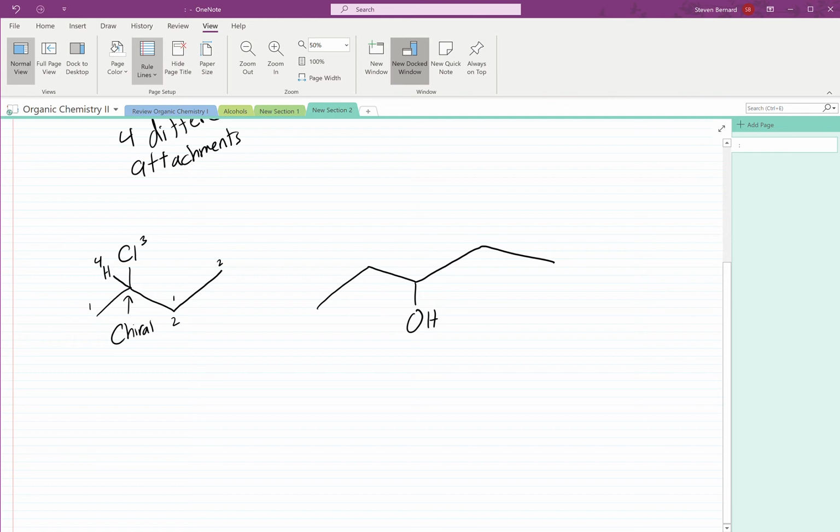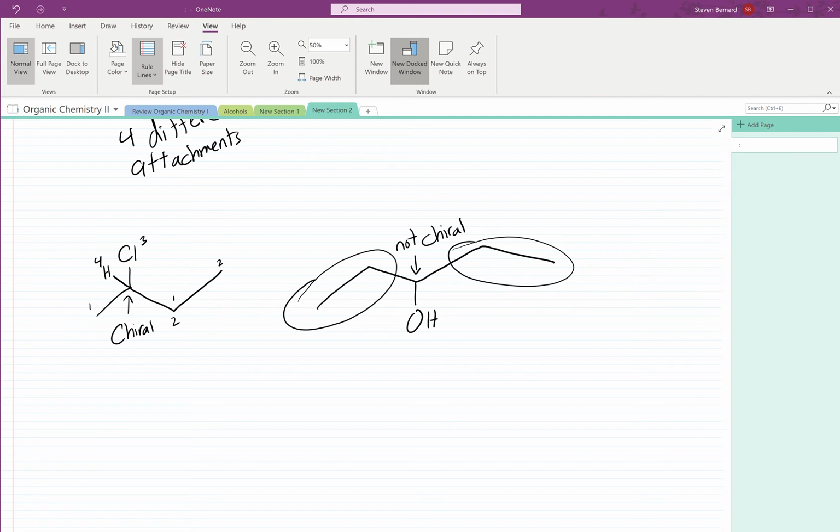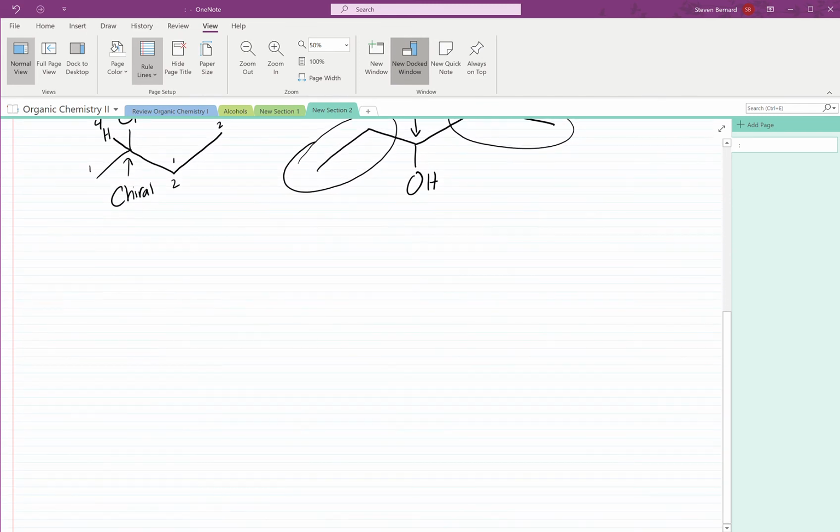Looking at a different type of molecule, you may think that this is a chiral center, but in reality it is not chiral. Why is it not chiral? Because it has 2 ethyl groups, 2 of the same type of groups attached to that central carbon. And if there's 2 groups that are the same attached to the carbon, it is not chiral. So this is a non-chiral or achiral molecule.